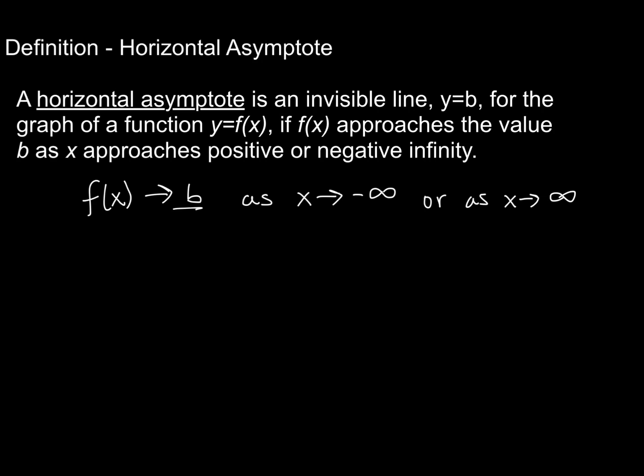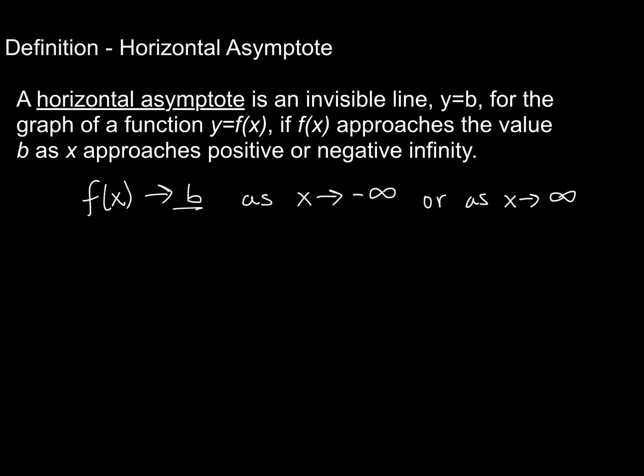Hopefully this makes sense. If not, maybe worthwhile to go back and take a look at the discovery problem from 3.17. But here it is. So the horizontal asymptote is an invisible line, y equals b, for the graph of a function y equals f of x, so just some function f of x, if my function f of x approaches the value b as x approaches positive or negative infinity.